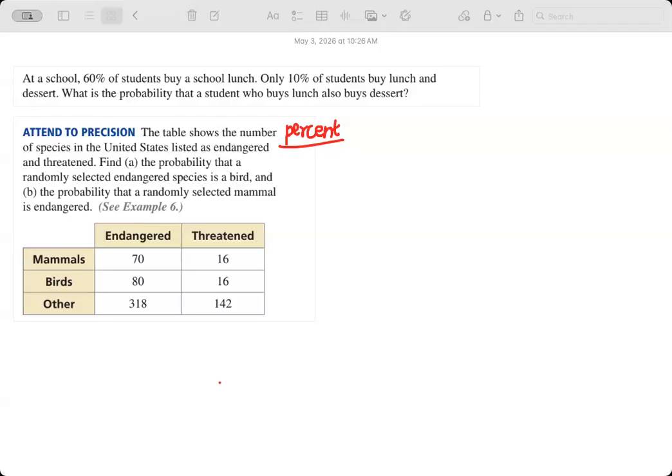Ashrita, second one, there are 2 questions, right, ma? It was a lengthy problem. Oh, I took them as one. I'll do it. There are 2 questions on the second one. The table shows the number of species in the United States listed as endangered and threatened. Find the probability that a randomly selected endangered species is a bird.